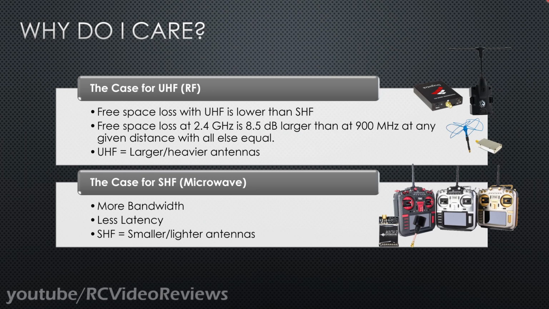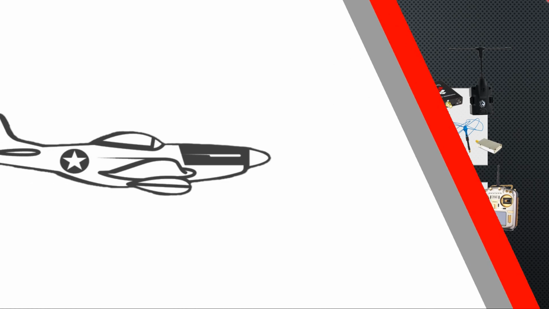Let me make the case for UHF. Free space loss for microwaves is about 8.5 decibels larger than UHF at any given distance with everything else being equal. That means the antenna quality, power output, everything else is equal. 2.4 gigahertz microwaves will have an 8.5 dB larger loss than 900 megahertz with everything else being the same. On the UHF side, you do have larger and heavier antennas. Now the case for the super high frequency or microwaves: you've got more bandwidth, less latency, and smaller, lighter antennas. We'll talk about bandwidth and latency next.